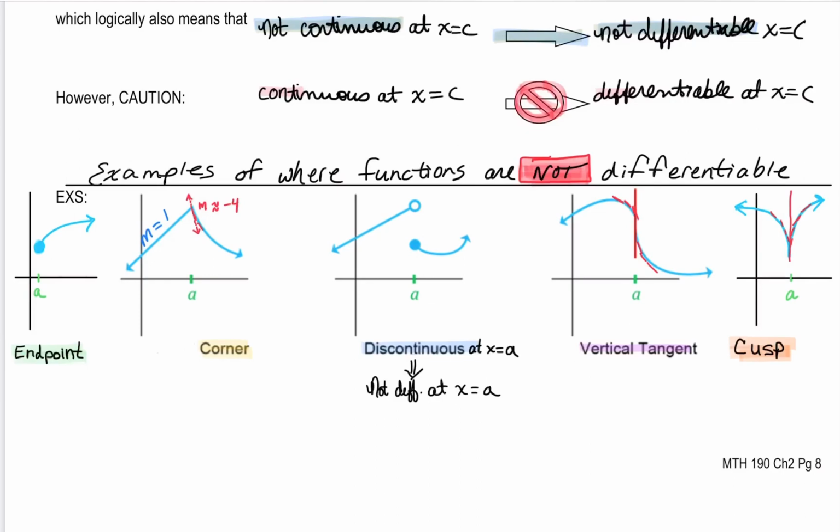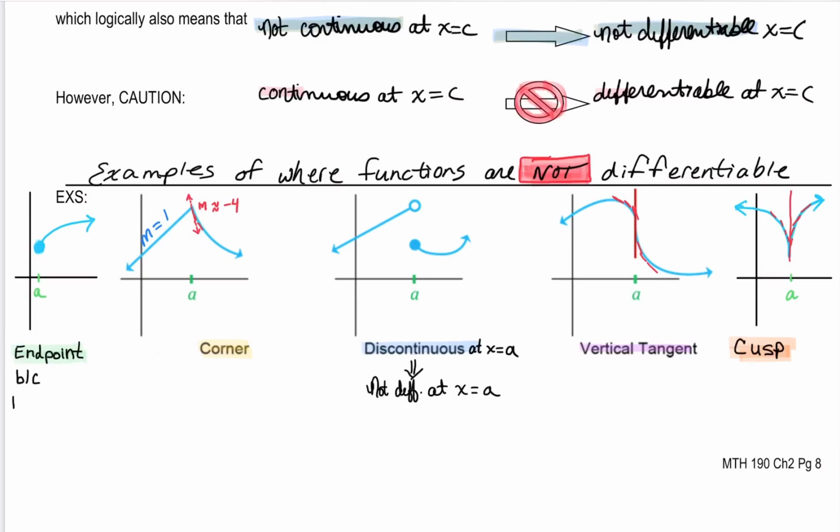And so what's the reasoning here? Why are we not differentiable at an endpoint like this? The reason is that we need these left and right limits to equal each other, the derivative from the left and the derivative from the right.